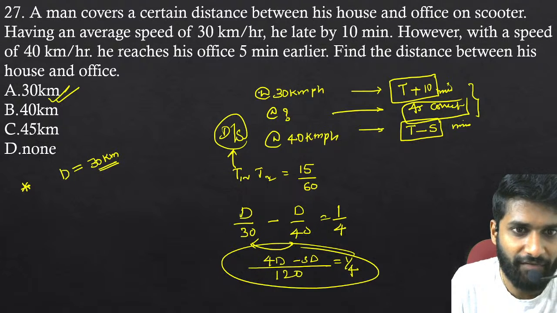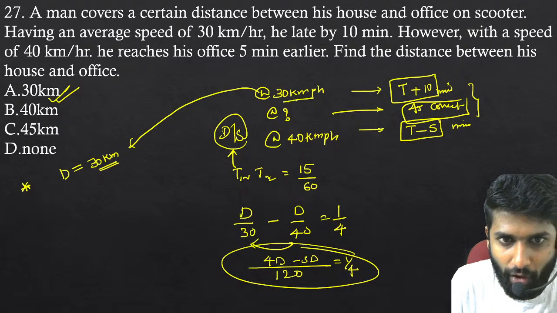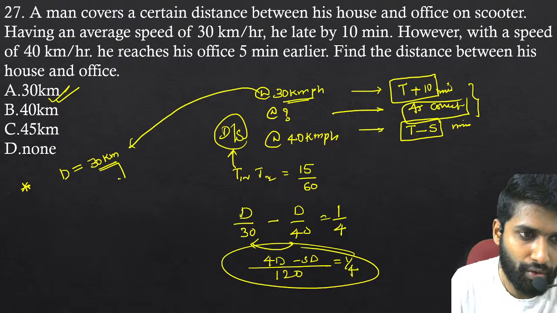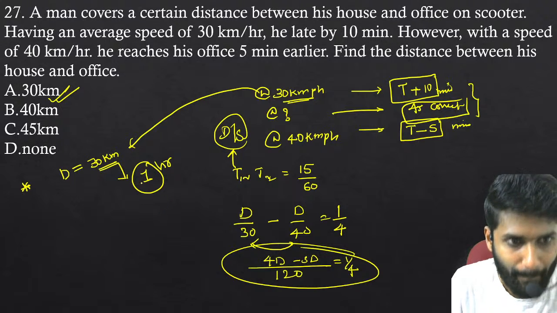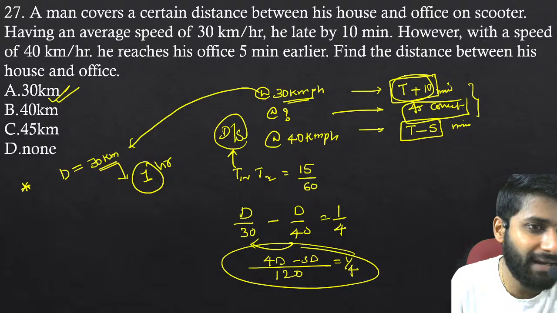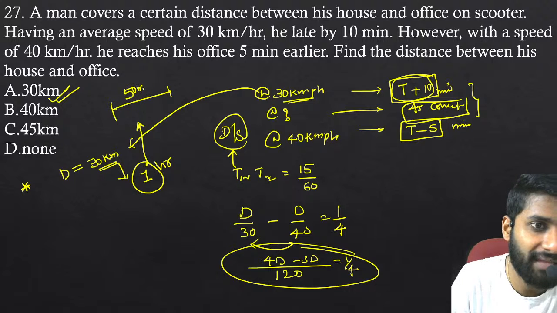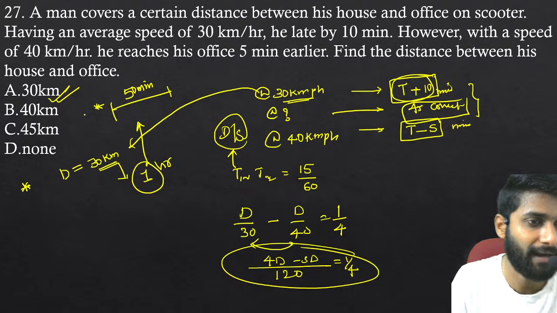First of all, compare the first statement. For these 30 kilometers, if you are traveling at 30 kilometers per hour, reaching the office takes 1 hour. But he is late by 10 minutes. Late by 10 minutes means the original distance between home and office he needs to cover in 50 minutes. We need to understand this particular part.